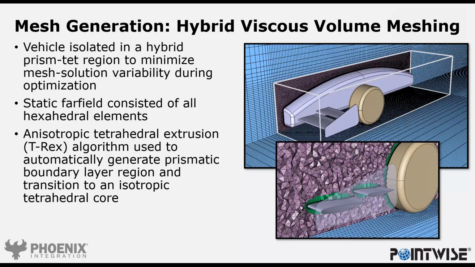That is a hybrid viscous block consisting of prismatic elements in the boundary layer generated automatically using our anisotropic tetrahedral extrusion algorithm that transitioned to an isotet core. And then outside that, we have a static far field consisting of all hexahedral elements, and that region of the mesh will remain static from design to design.